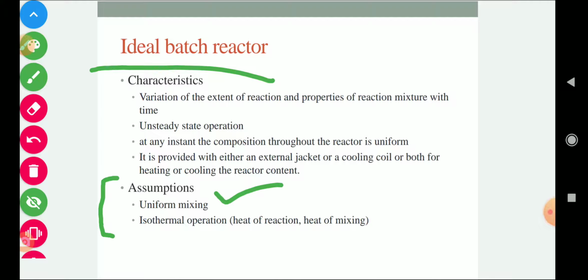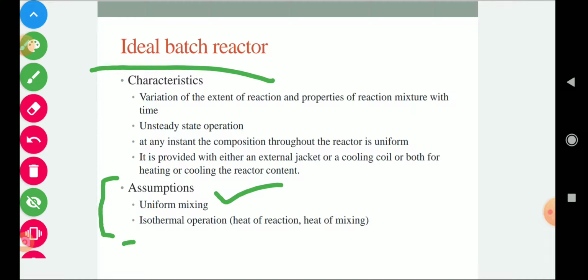So for an ideal condition there is no concentration gradient within the reactant and concentration is uniform throughout the system. So for that we have uniform mixing, or we should have perfect or infinite mixing, so that there is no concentration variation with respect to position in the reactor. So position throughout the reactor is uniform.